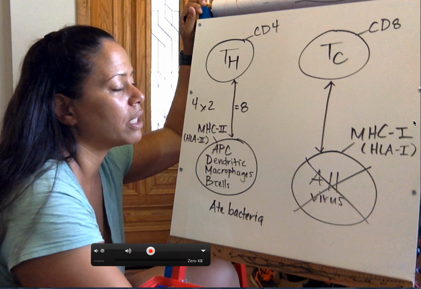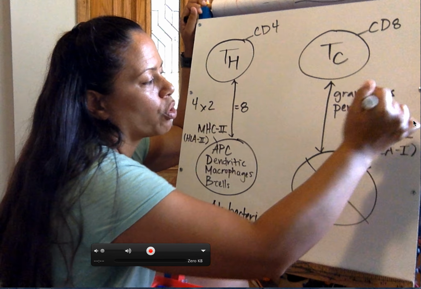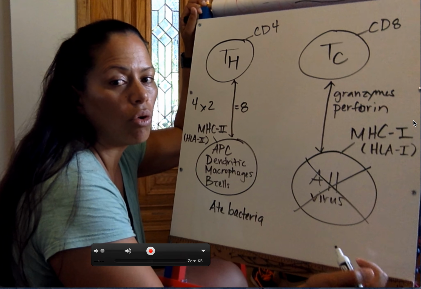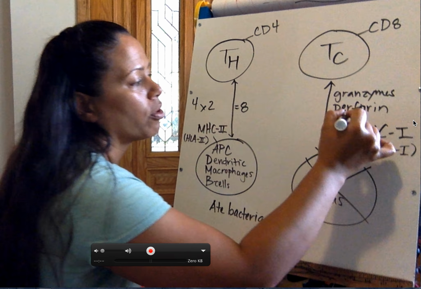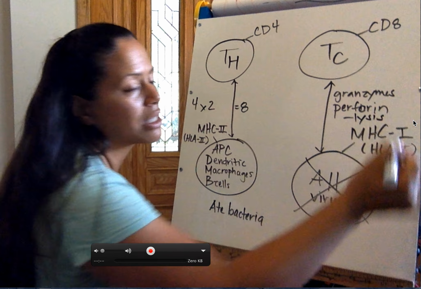The other way that they can do it is they can punch holes. So we're going to say they can use perforin to punch holes. If I punch holes in a cell, there's water on the outside. The water will leak into the cell. That'll cause rupture and lysis of the cell. So perforin leads to lysis and killing of the cell.